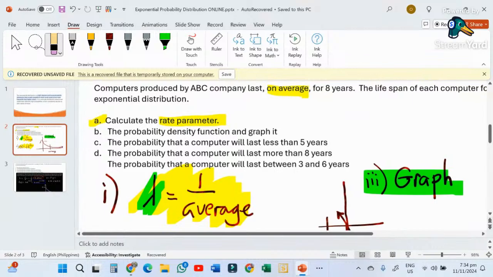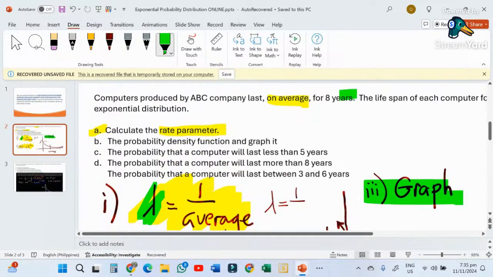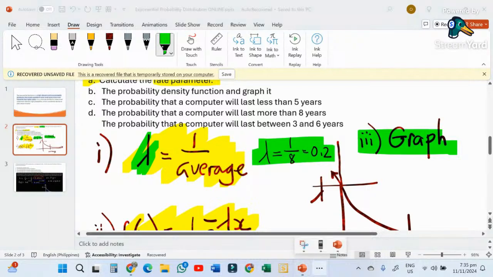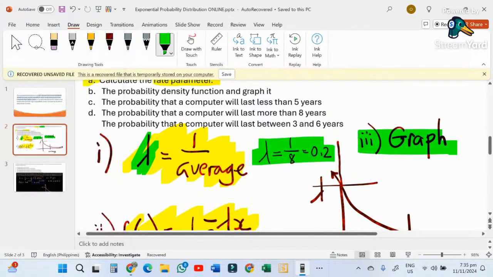So one, calculate the rate parameter. Okay, so rate parameter from our formula. Rate parameter will be lambda equal to 1 over the average. The average given is 8. Okay, so 1 over 8, that will be 0.2. Okay, let's calculate that again. 1 divided by 8, that is 0.125. Sorry for my calculation. Okay, 0.125. I made a mistake there.